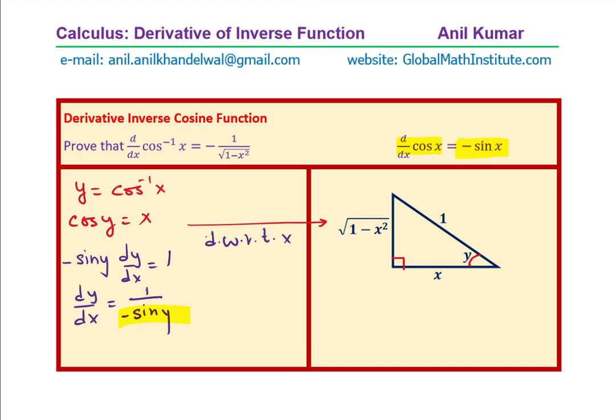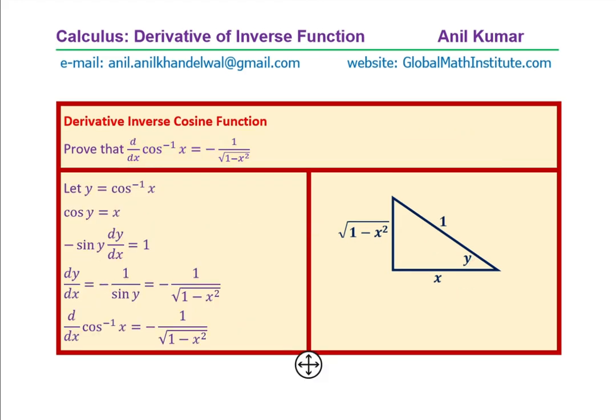Perfect. Now what we are going to do? We know what sine y is. From here, we can see what sine y is. Sine y is opposite side, square root of 1 minus x squared. So that is what I am going to substitute here. And I get negative value, of course, of square root of 1 minus x squared. You see that? And that is how we find the derivative of cos inverse x. Makes sense? So simple. Exactly these steps have to be followed, and you should remember what the derivative of the function is to find the derivative of its inverse, right?